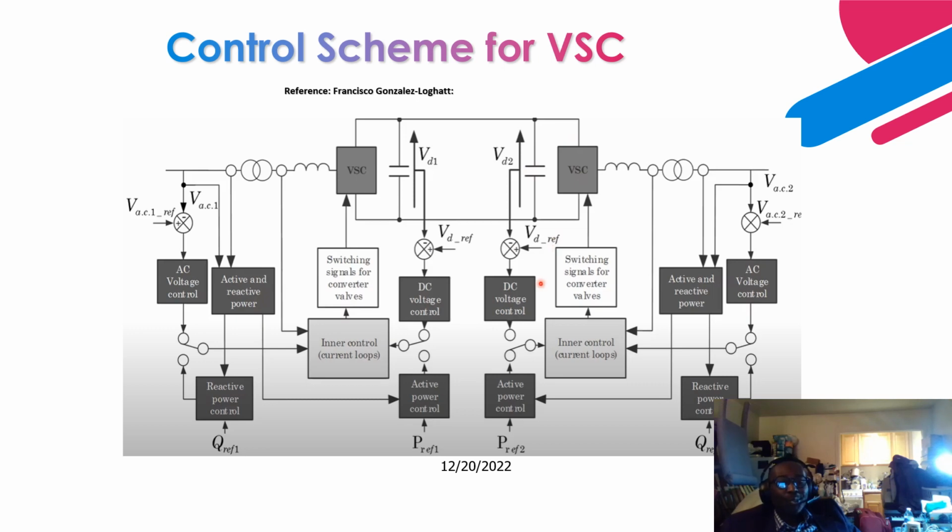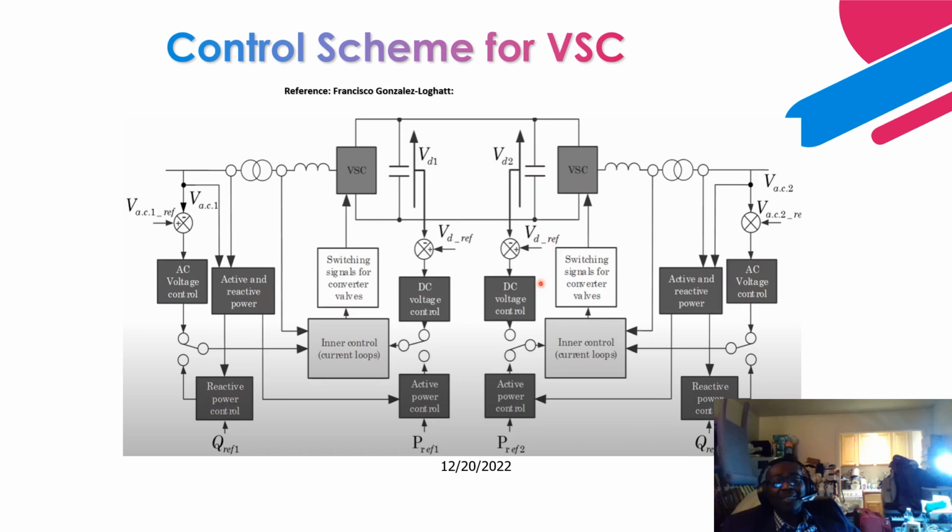Next is the control scheme for a voltage source converter. Basically you have a voltage source converter over here, and a voltage source converter over here. You can have a wind farm on one side or an AC grid on the other side. In between is a DC link. This is a control scheme for a 2-level voltage source converter.